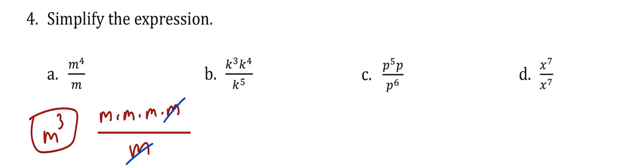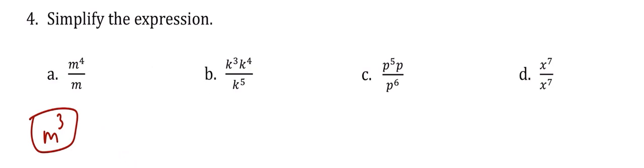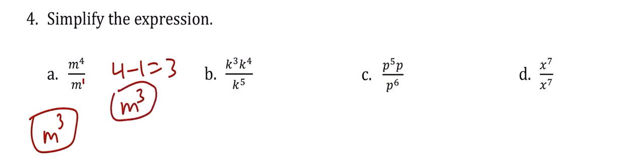Now the other way to think about this is with subtraction. So we can think about it as m to the 4th over m to the 1st. We don't see that 1 because it's just m, just 1 m, but we know that 1 as an exponent is there. And we can do subtraction now. We can say 4 minus 1 gives us 3, which just means that we're going to have m to the 3rd in the end.